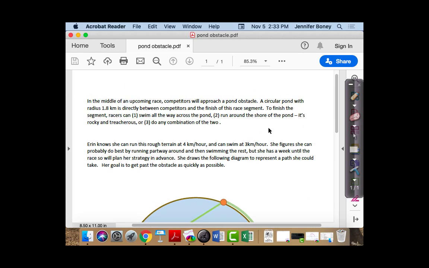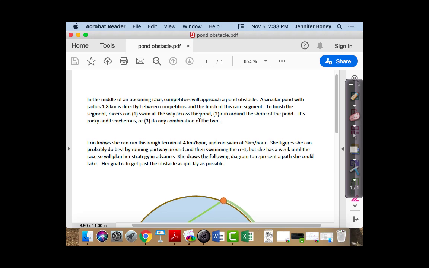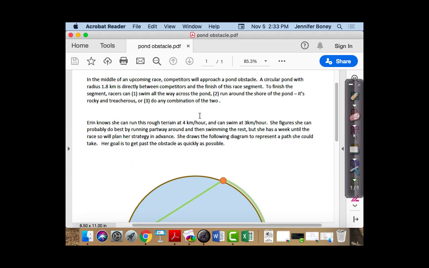In the middle of an upcoming race, like some sort of Spartan race, there's a big pond obstacle, and competitors will approach the pond. It's a circular pond with a radius of 1.8 kilometers that's directly between the person and the finish line. They can choose to run around it, although it's a rocky beach and they have to stay down on it, so they're not going to be able to run fast, or they can swim through it, or they can do a combination of both.